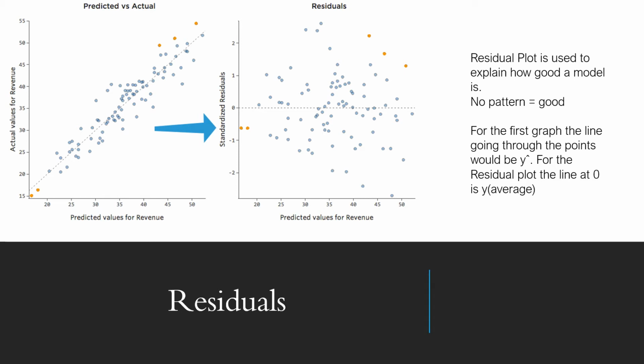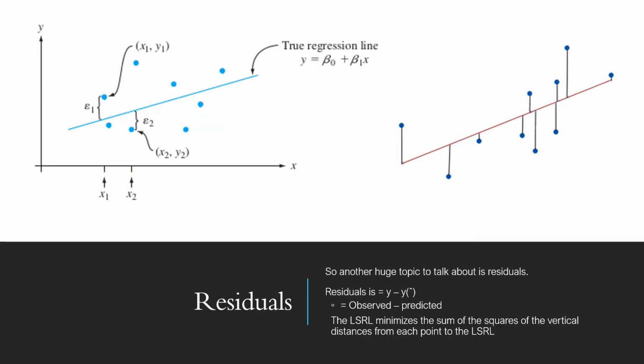If I would take all the points from the residual plot and place them on a bell curve, it would show a normal distribution. Residuals are basically the distance between the point and the true regression line, or observed minus predicted. The line is what you're trying to predict, and the scatter plot points are the observed.